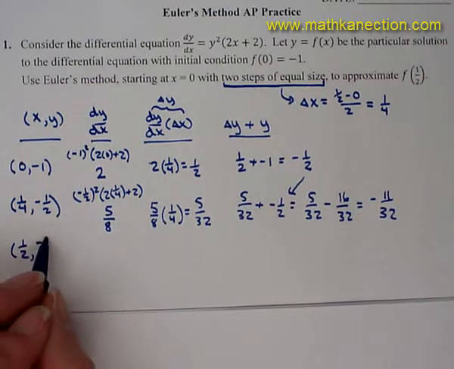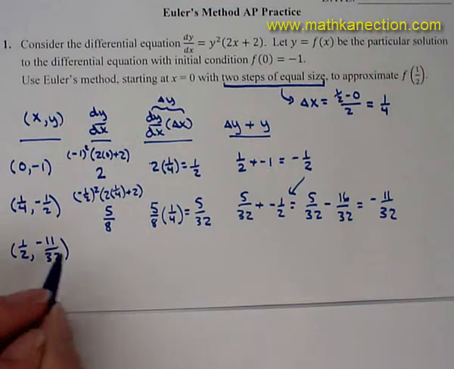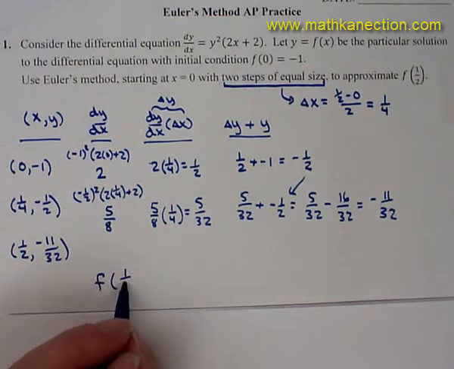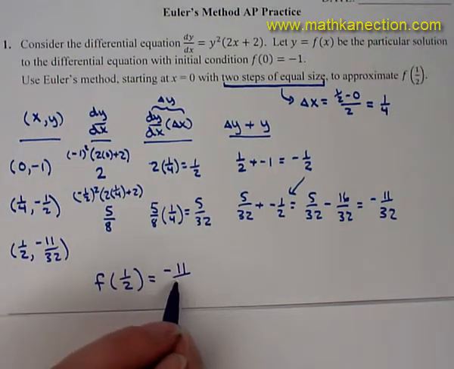So we have the point (1/2, -11/32). So to approximate f of 1/2, we get -11/32.